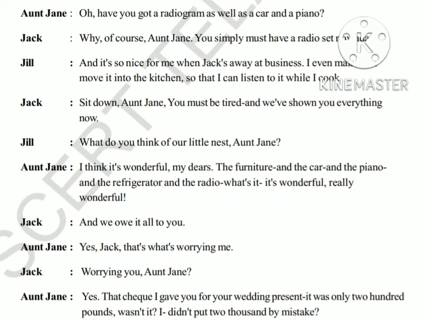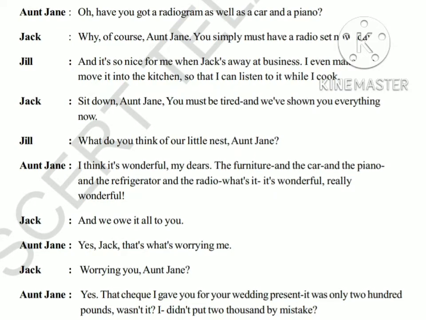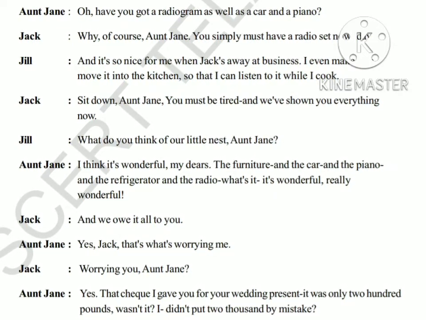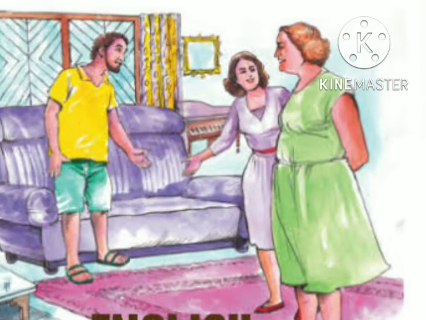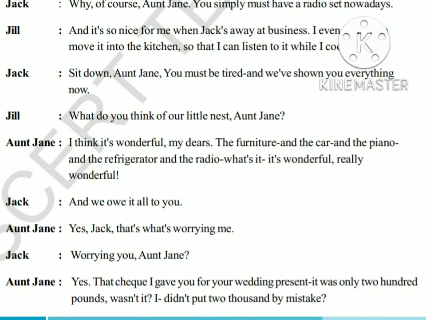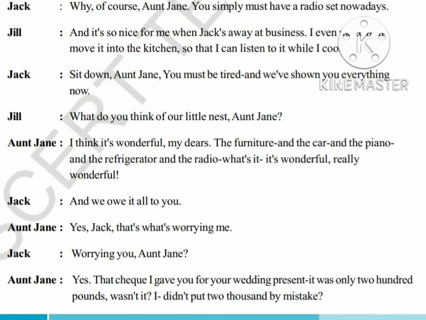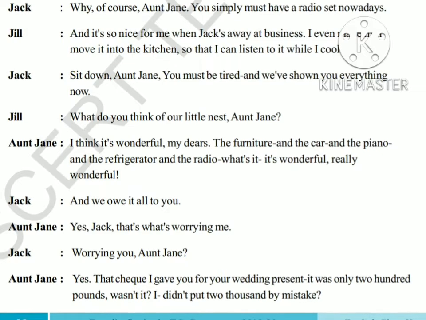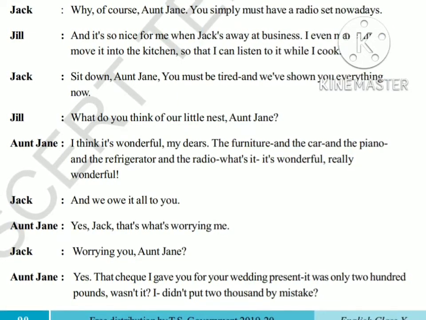Jill. What do you think of our little nest, Aunt Jane? Aunt Jane. I think it's wonderful, my dears. The furniture and the car and the piano and the refrigerator and the radio. What's it? It's wonderful, really wonderful.